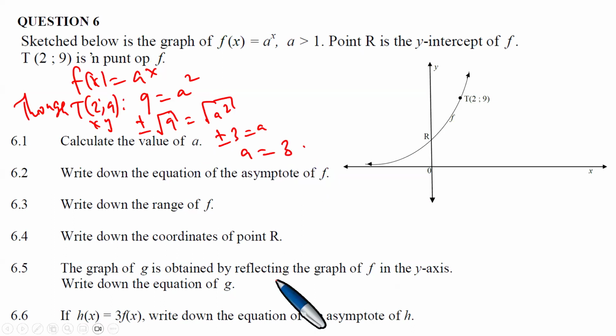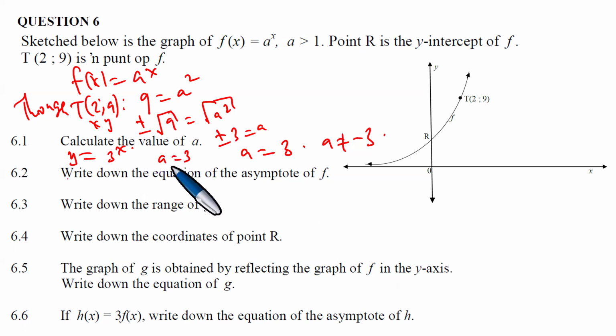Okay, if a is 3 now, at this point, we want to calculate the value of a. So yeah, a is only 3. A is not minus 3 because of the fact that we're dealing with the standard exponential function. So we have that the equation is that. But what is the value of a? So we have that a is 3, and we've answered question 6.1.